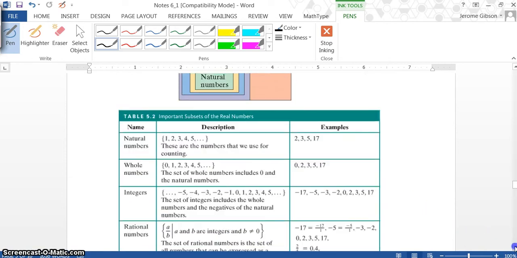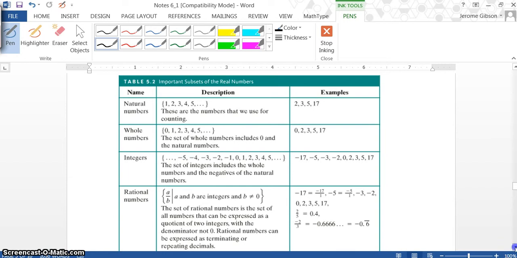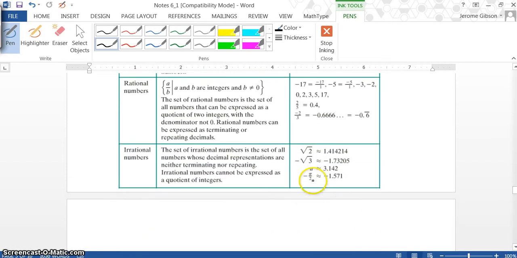Now we do have examples here: natural numbers, whole numbers, integers, rational numbers. You could pause this and take a look at it at your leisure. And then we also have the irrational numbers.